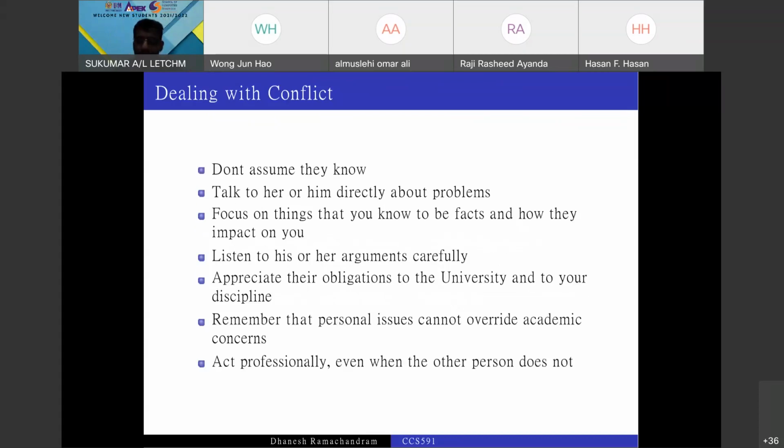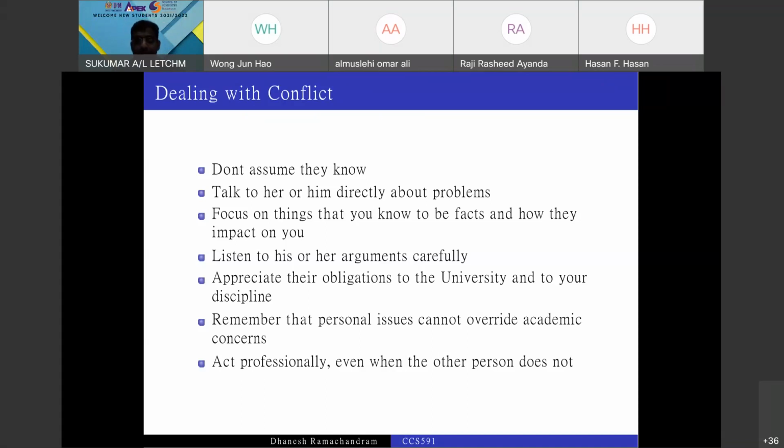Don't assume they know. Don't sit in your room and cry inside your room while they don't know that there's something wrong. Talk to her or him directly about the problem. Focus on things that you know to be facts and how they impact you. Listen to his or her argument carefully. Appreciate the obligation to the university and to your discipline. When you are nice, automatically they will be nice to you. If you are nice and they are still not nice, then you go one step higher, to another authority.